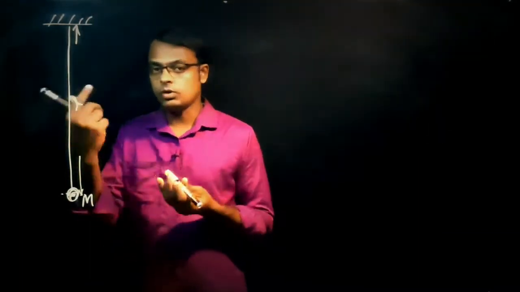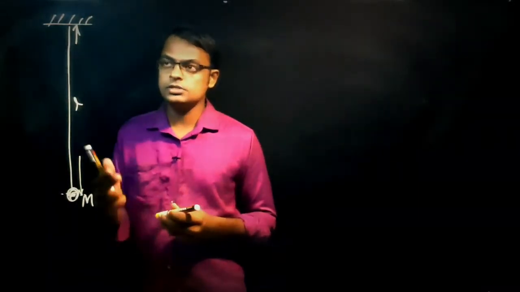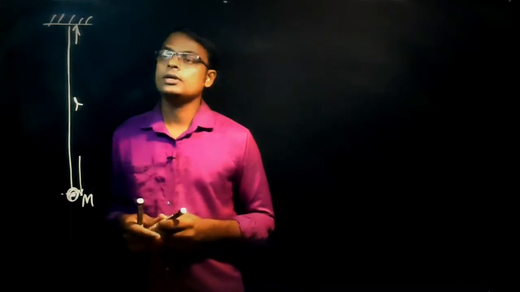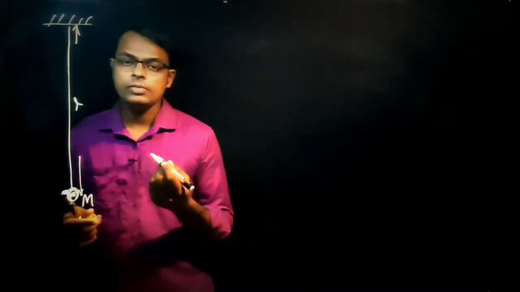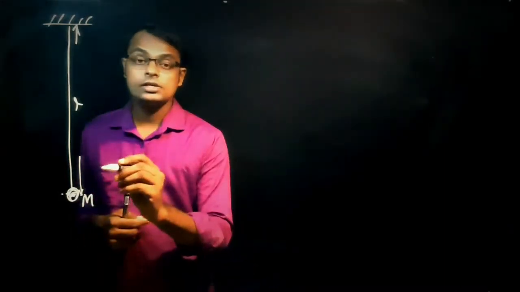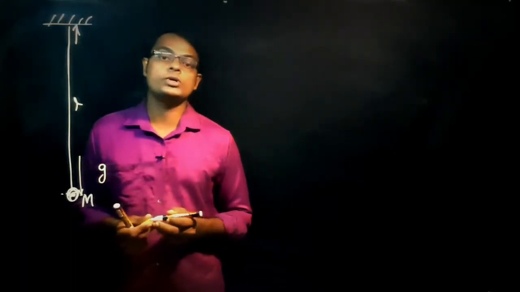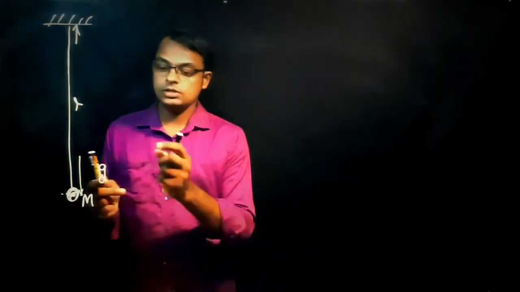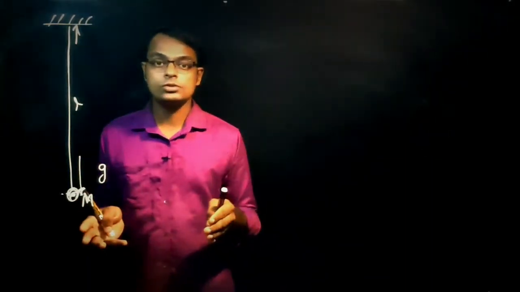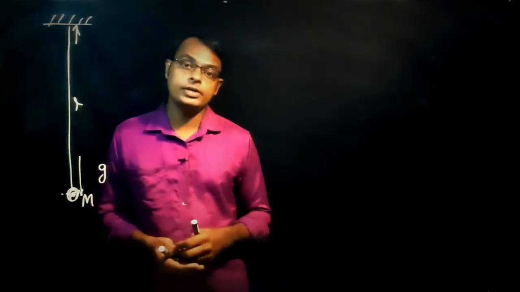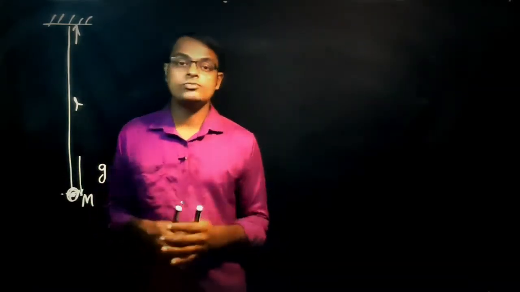And what can we assume now? Any other physical quantity besides mass and length? Once again, you can assume that it may depend upon acceleration due to gravity, say g is acceleration due to gravity, because it is oscillating near the Earth's surface. So we are assuming that it may depend on acceleration due to gravity.